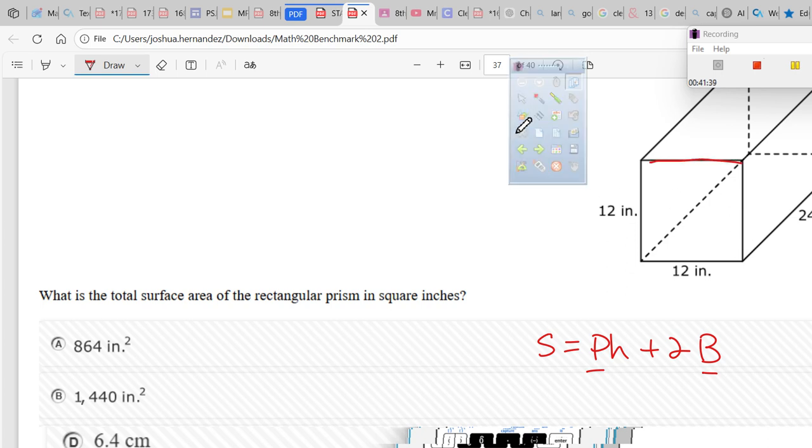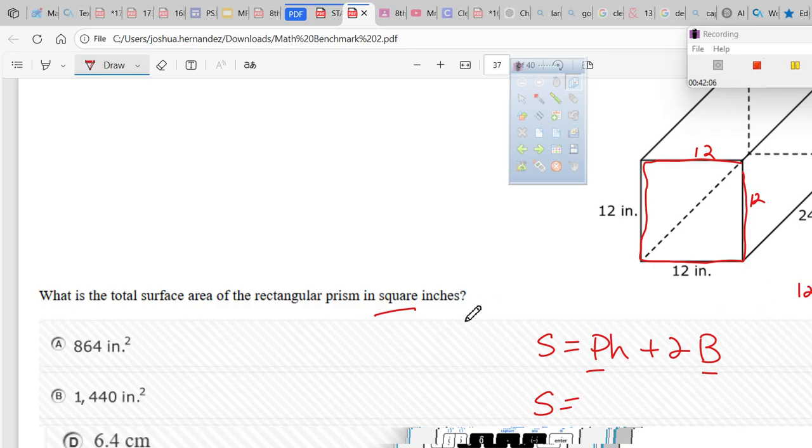Which happens to be this base right here. And it's showing a square, so these are all 12s. Right? These are all 12. Okay, so perimeter of the base. How do you add up all of these right here? You add up all 12. So we're going to go with 12 plus 12 plus 12 plus 12, which is basically 4 times 12.